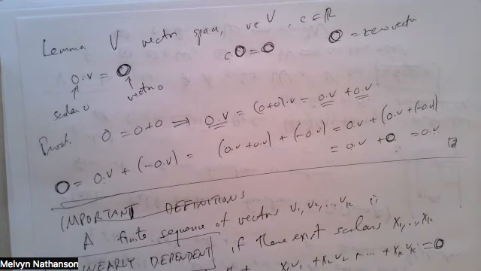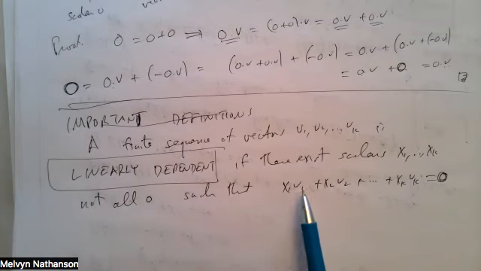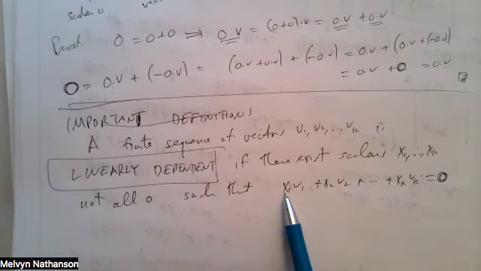Certainly, if we let all the x's be 0, if every x was 0, 0 times any vector is the 0 vector. Adding the 0 vector to itself a lot of times gives the 0 vector. That's the kind of trivial linear combination of these vectors. But if you can find scalars not all 0, such that such a linear combination is the 0 vector, then we say the vectors are linearly dependent.